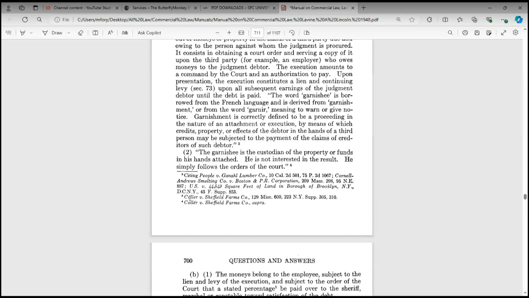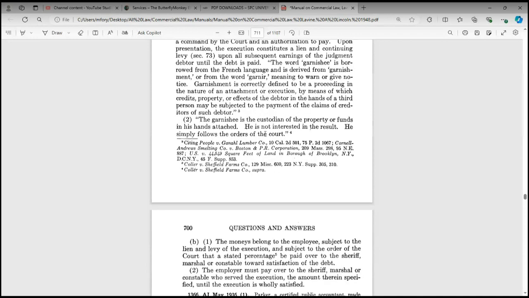What's the citation? They give you a court case right here: Collar versus Sheffield Farms. Number 2, the garnishee is the custodian of the property or funds in his hands attached. He is not interested in the result. He simply follows the orders of the court. I guess I would read that case just to find out about that, the whole thing, the order of the court, that I want to learn about. And it's the same case out of New York.